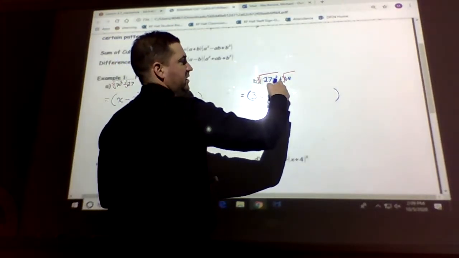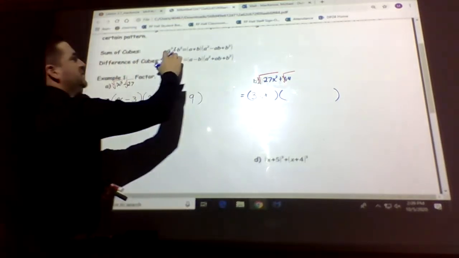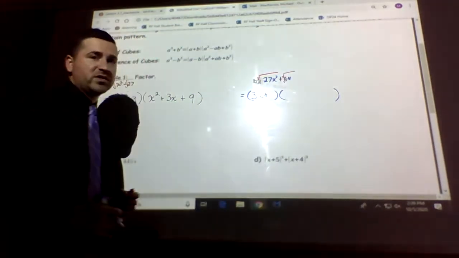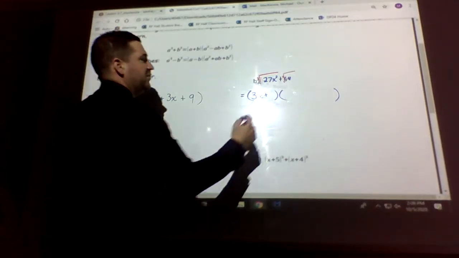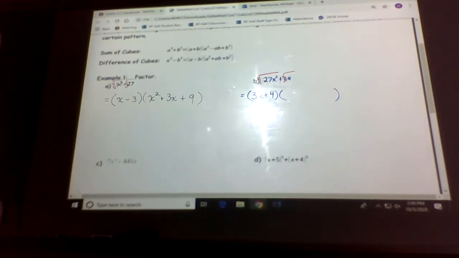Since it's a positive, so it's a sum of cubes, we're going to have a plus here. The cube root of 64 is 4. So we have 3x plus 4.